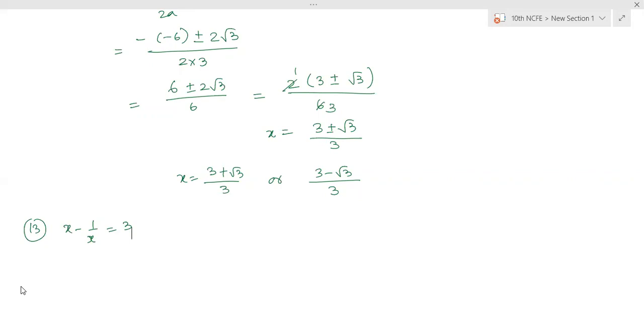Ma'am, is it 1 plus root 13 by 2 and 1 minus root 13 by 2? No. I used the formula, ma'am, so I got 3 plus root 13 by 2 and 3 minus root 13 by 2. It's 3 plus, Raghav. I forgot to write that. Okay, so it is 3 plus minus root 13 by 2.